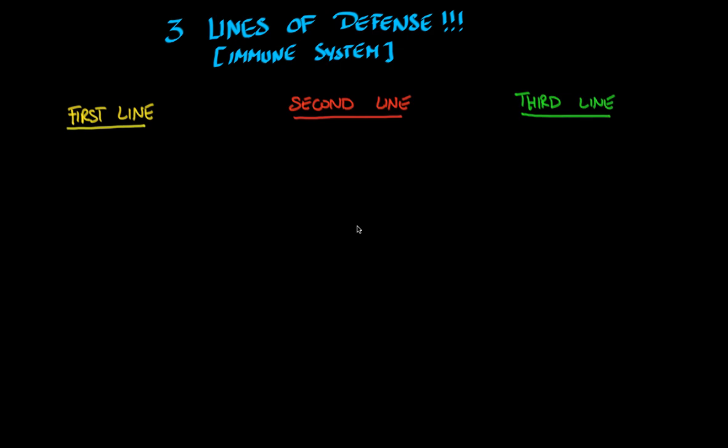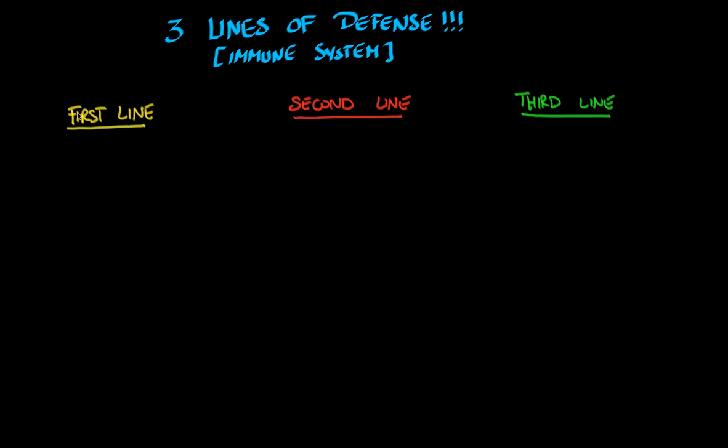In this clip, we are going to be studying the 3 lines of defense. So, what is your immune system composed of? The immune system is made up of 3 lines of defense: the first line, second line, and third line of defense. So, in this clip, we're going to be looking at what comprises each of those different lines.